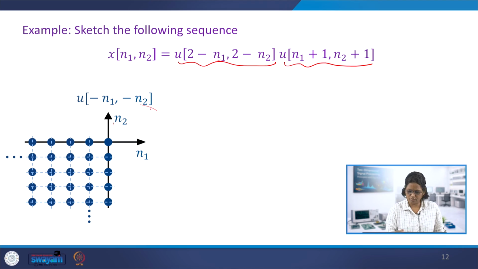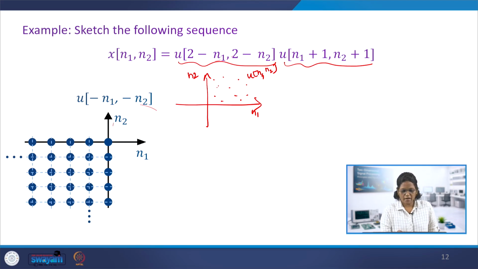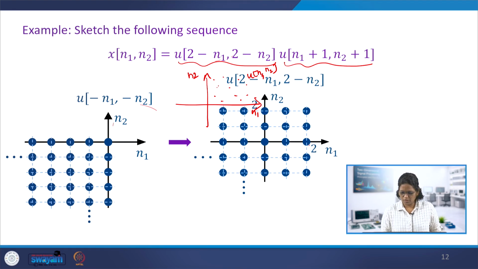So all the signals u of n1 comma n2, this is n1 and this is n2. The step sequence u of n1 comma n2 is flipped now, and you can see that the flipping is in the third quadrant. Now after flipping, we have to add the shift of n1 plus 2 and n2 plus 2 here. So n1 would shift again here. If we do that shifting, you can see n1 shifts by 2, and n2 also shifts by 2, that is plus 2.